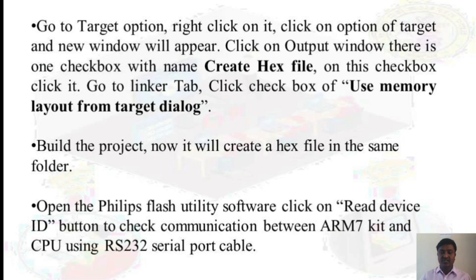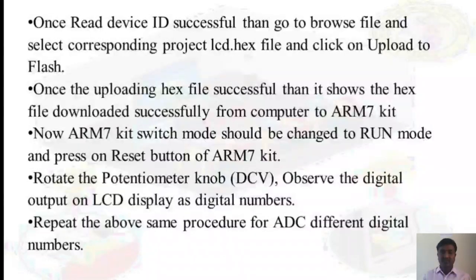Open the Philips utility software and click on the read device ID button to check communication between the ARM7 kit and the CPU using the RS-232 serial port cable. Once reading the device ID is successful, go to browse file, select the corresponding project lcd.hex file and click on upload to flash. Once the upload is successful, it shows the hex file downloaded successfully from the computer to the ARM7 kit. Now the ARM7 kit switch should be changed to run mode and press the reset button of the ARM7 kit.